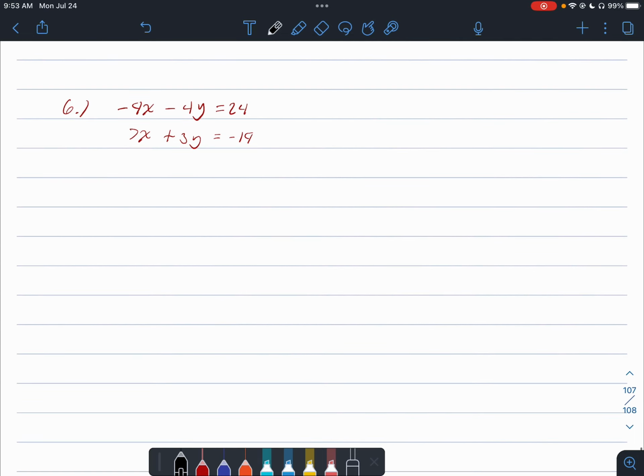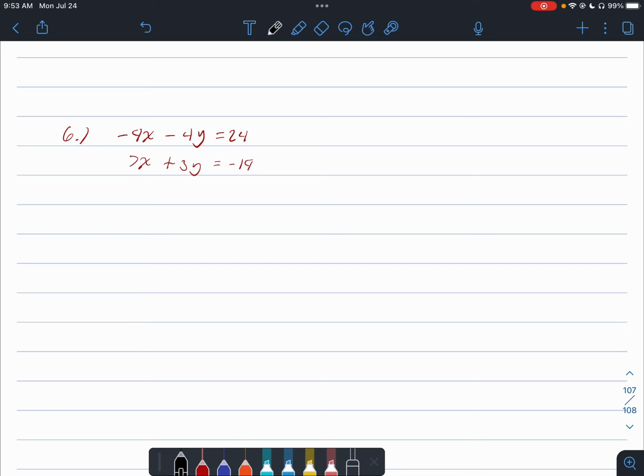Okay, so let's look at one more example here where we have to do multiplication as well as addition and subtraction. So in this example, we're probably going to want to multiply both equations by something. Let's work through why that is. So here at the top one, we have negative 9x minus 4y is equal to 24. And then on the bottom, we have 7x plus 3y equals negative 19.